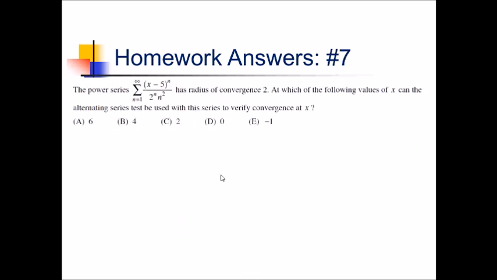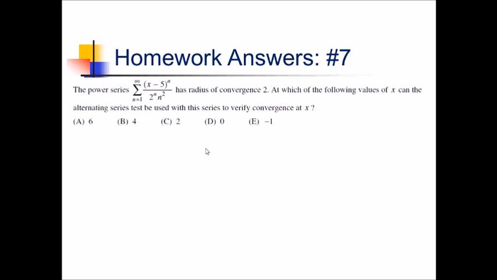For number 13, we're told the power series given here has a radius of convergence of 2. We want to know at which x value the alternating series test can be used to verify convergence. For the alternating series test to be usable, we need two things. First, we need to be within the interval of convergence for that x value, otherwise you won't be able to verify convergence. And you also need an x value that makes this thing alternate.